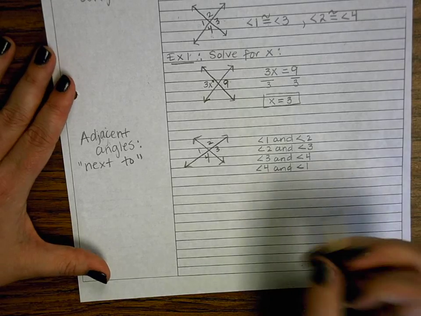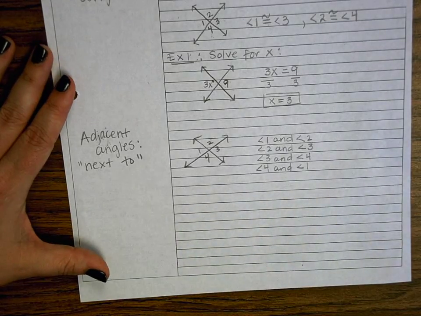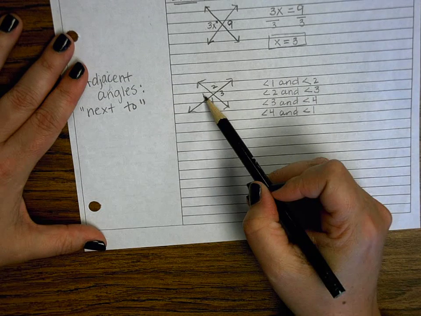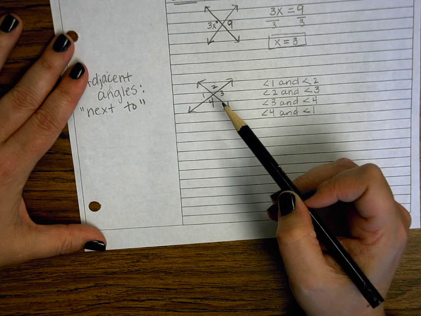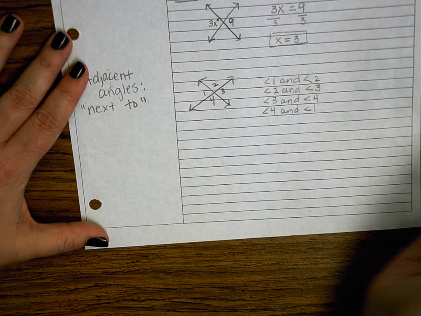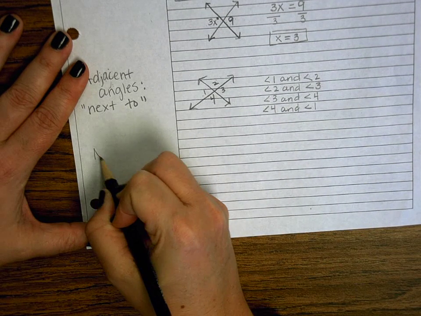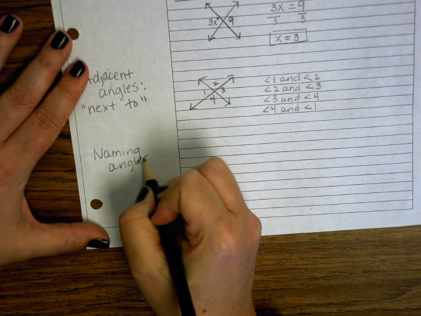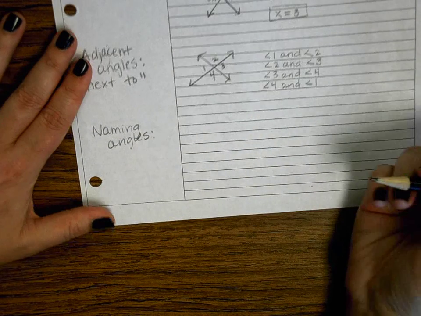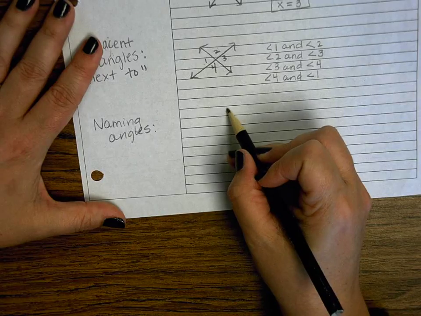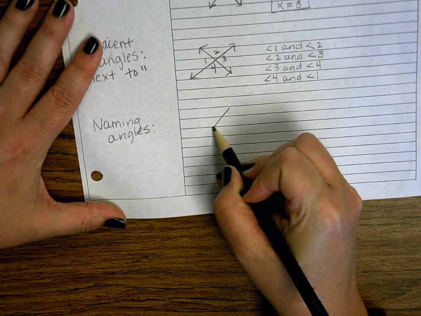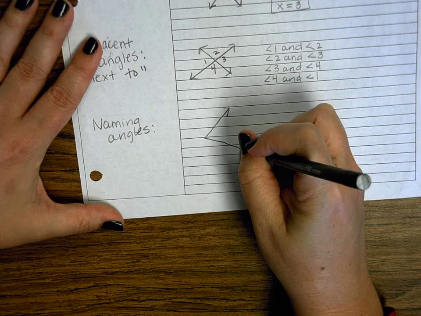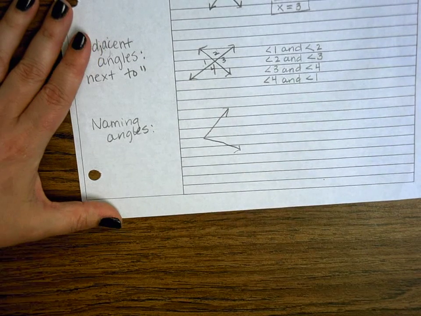All right. There's a way that we name angles. So remember how I said sometimes they'll just call it angle 1 or angle 2? There's another way they do this, and it's a little bit more confusing. So on the left-hand side, write naming angles. And we'll just draw one of these. So just do like one Pac-Man mouth or whatever. Whatever you want to call it.